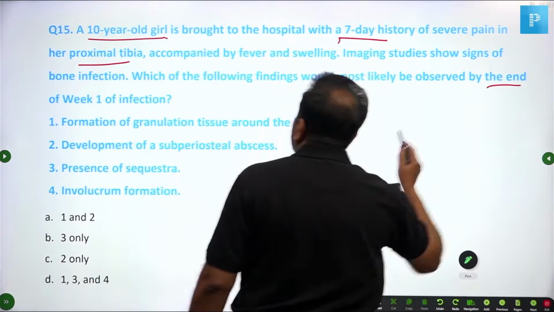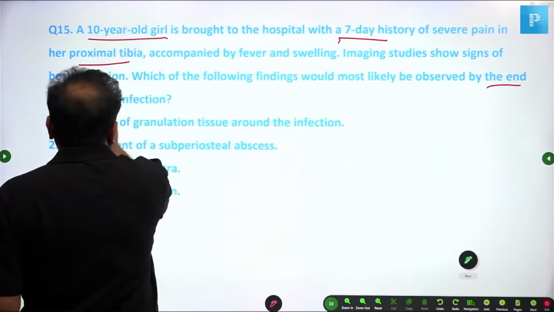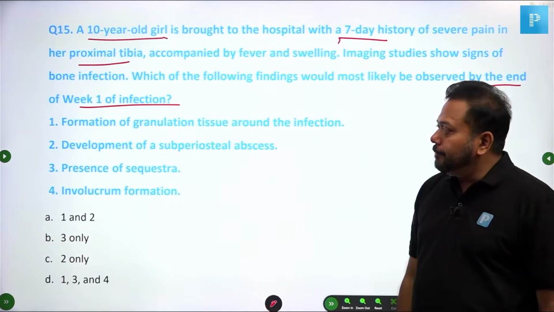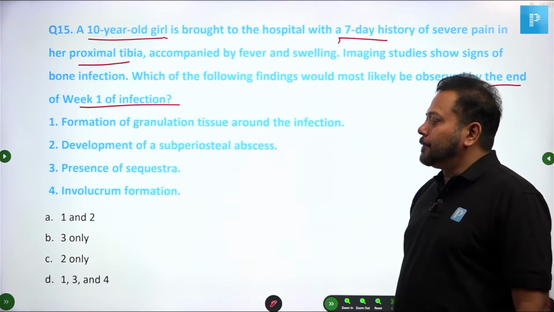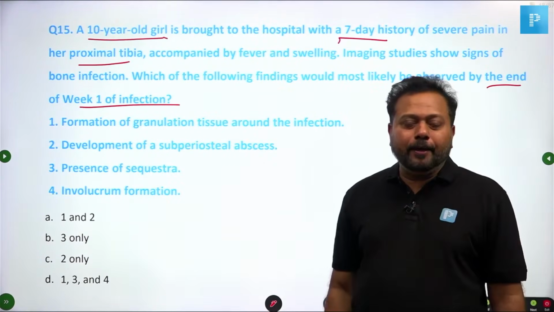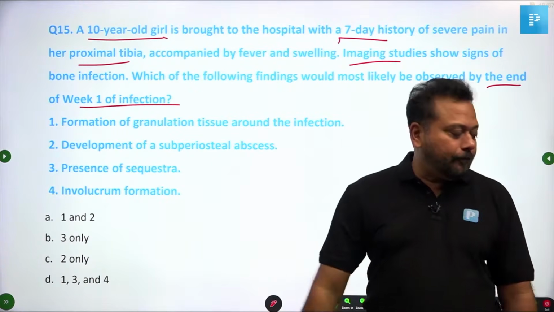Yes, typical INI-CET type of question. End of first week. What could be the answer? Formation of granulation tissue, development of subperiosteal abscess, presence of sequestra, involucrum formation. End of first week, what will you see in the X-ray?